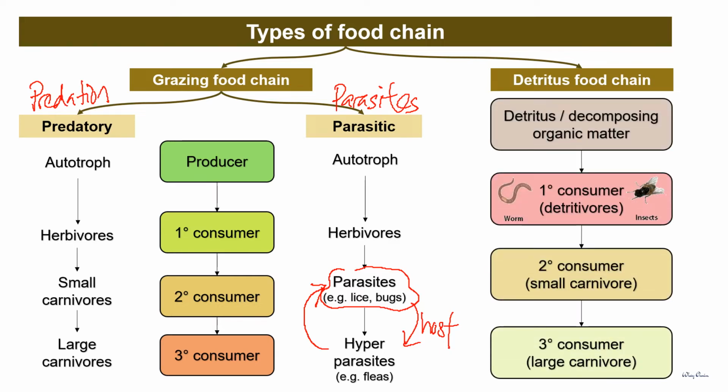Detritus food chain starts with the detritus, or decomposing organic matter. That means the first trophic level is no more producers. And the second trophic level is still primary consumer, but now the primary consumer is no more herbivores. They are detritivores, such as earthworms or some insects. And the primary consumer will be eaten by secondary consumer, which is always small carnivore, and the small carnivore can be eaten by the tertiary consumer, which is occupying the fourth trophic level, and they are usually larger carnivores.